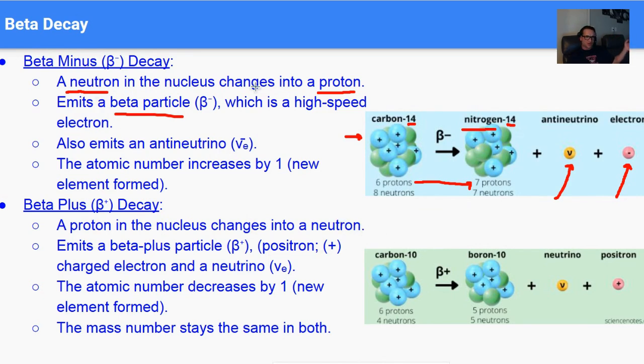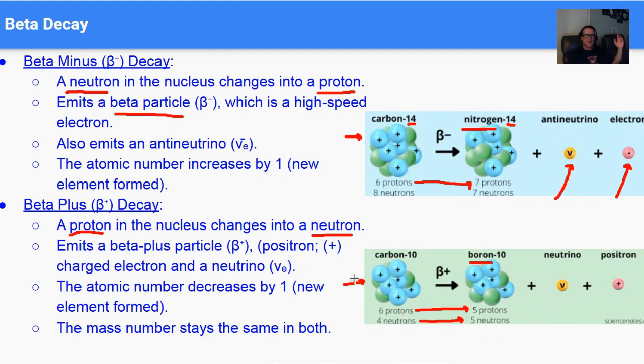Instead of a neutron turning into a proton, this is where a proton in the nucleus changes into a neutron. So this time we have carbon-10 as our example. Carbon always has 6 protons, but in this case, one of the protons turned into a neutron. So it went from 6 protons to 5. Since it now has 5 protons, it's no longer carbon. It's now boron, a new element. And you can see since one of the protons turned into a neutron, the neutrons went from 4 to 5. So we added one more neutron.